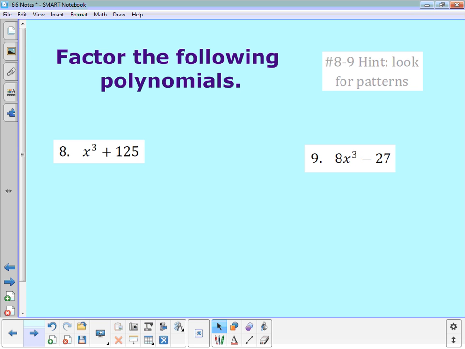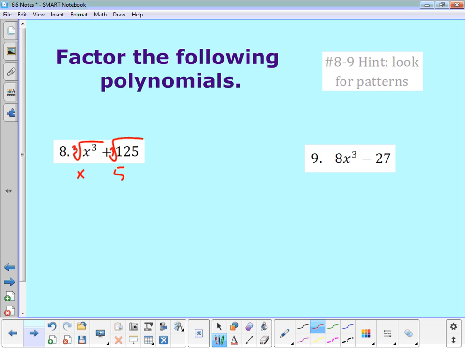In number 8, I have a sum of 2 cubes. Okay, a sum of 2 cubes. If I take the cube root, not square root, but cube root of x to the third, I get x. If I take the cube root of 125, I get 5. Now this is the sum of 2 cubes, so I'm going to follow that middle pattern that's up there in that table we filled out.